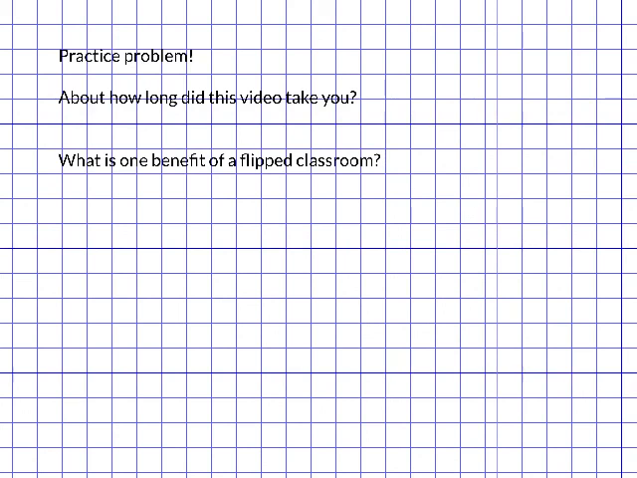All right, once you have answered the practice problems in your spiral, you are going to go into Canvas. You should already be in Canvas. That should be where you're watching this video. And you are going to submit this assignment. It's going to give you a text box to write in. And so you are going to type your answer to the first question, how long did this video take you? And the second question, what is one benefit of a flipped classroom? You're going to type both answers into that text box, and then you are going to submit the assignment.